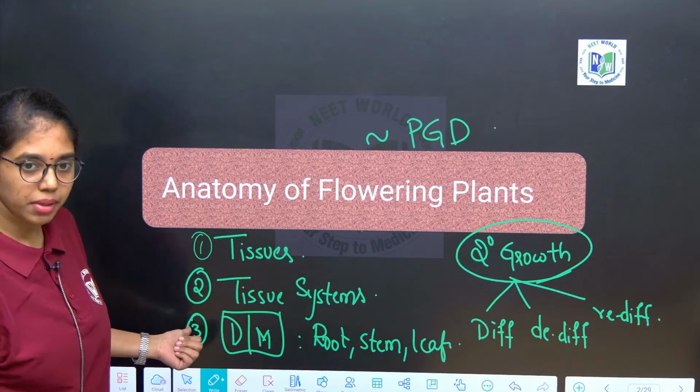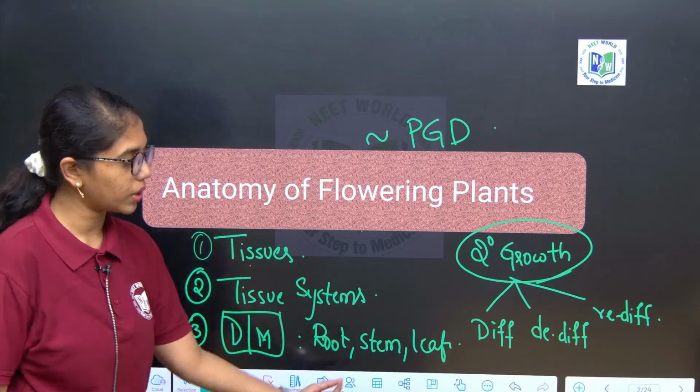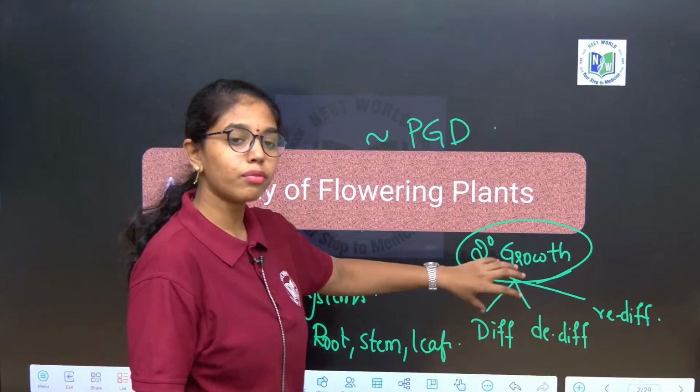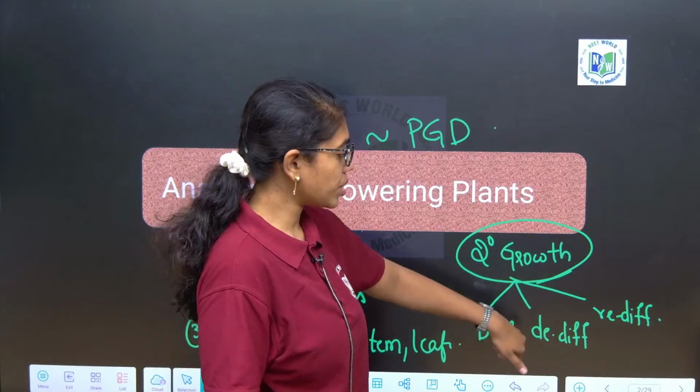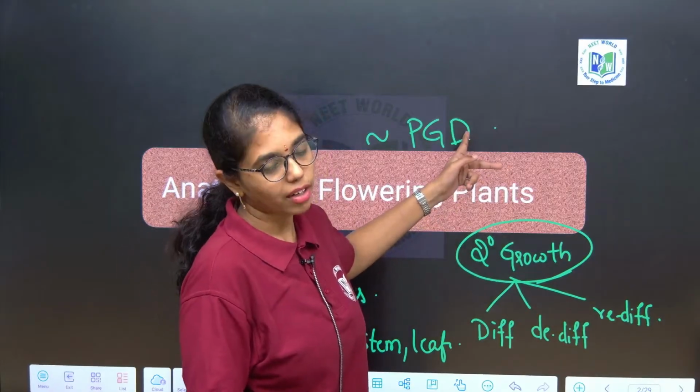First into 3 segments: tissues, tissue systems, and dicot, monocot, root, stem, leaf. And secondary growth, in what context do you have to learn? Differentiation, de-differentiation, redifferentiation, which is connected with plant growth and development.